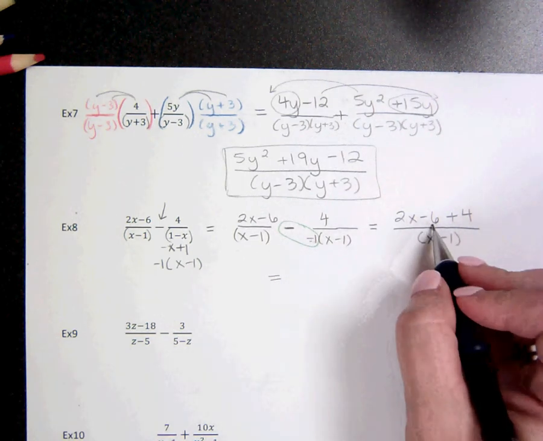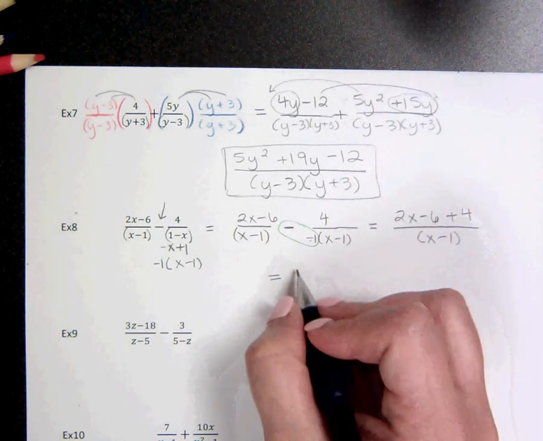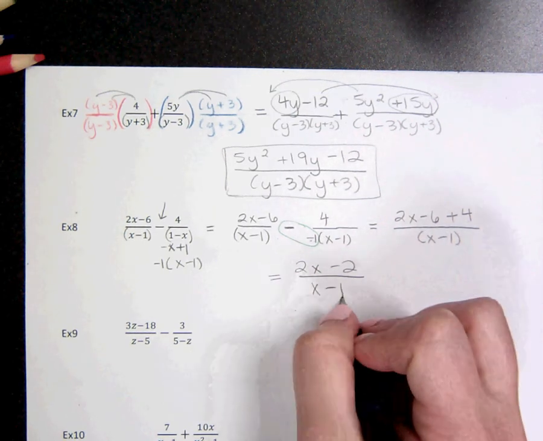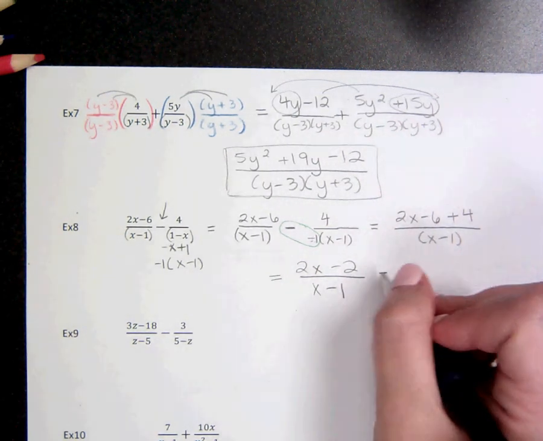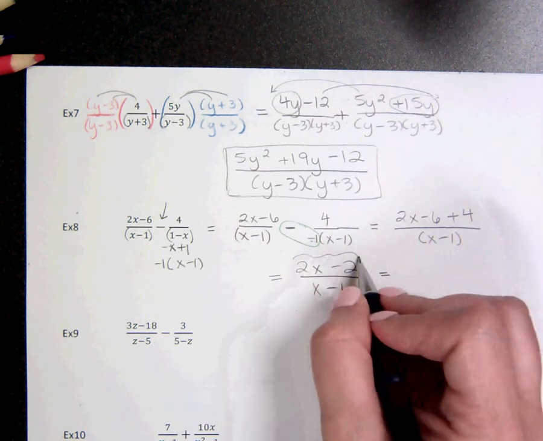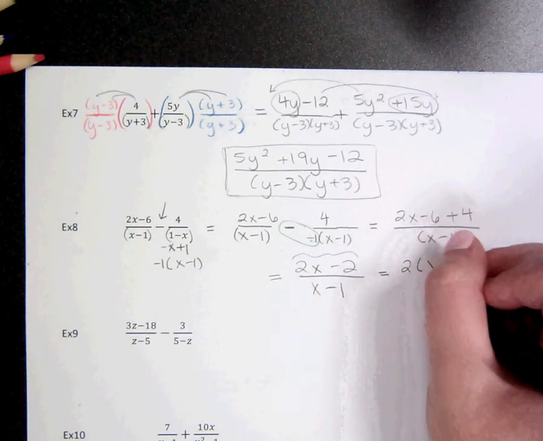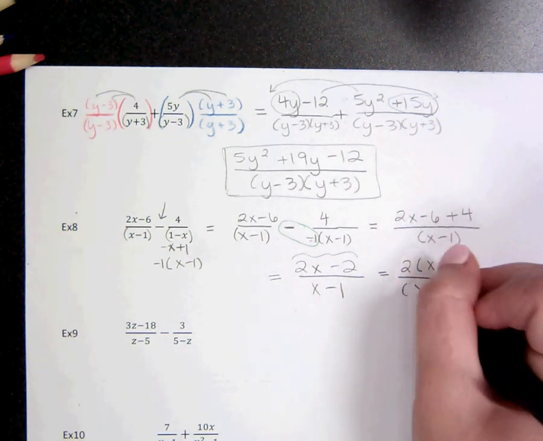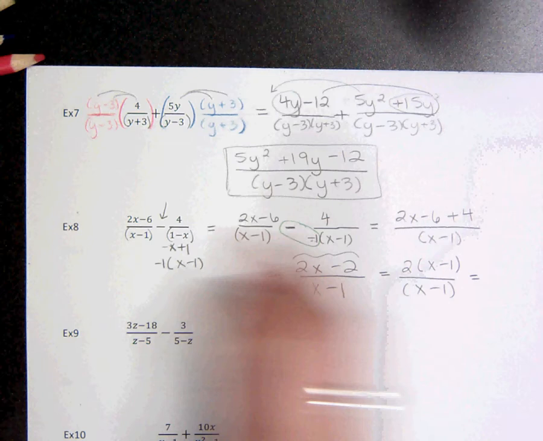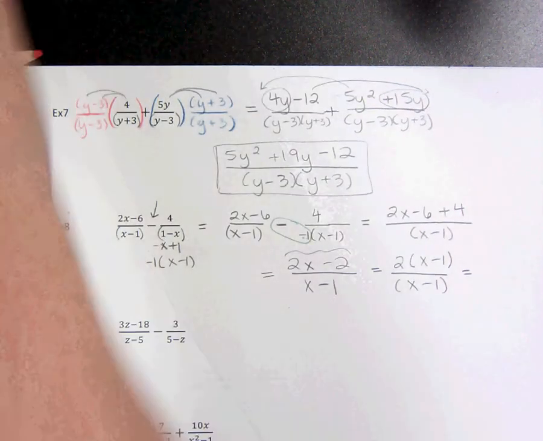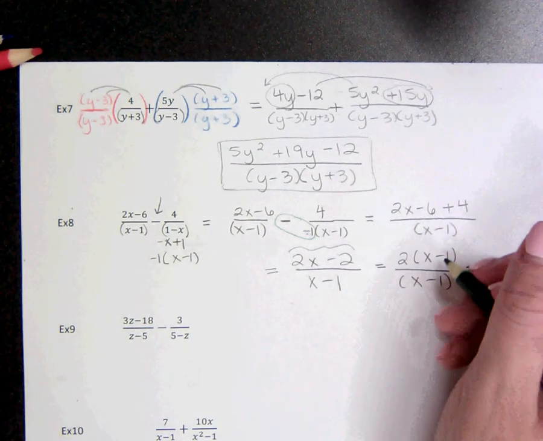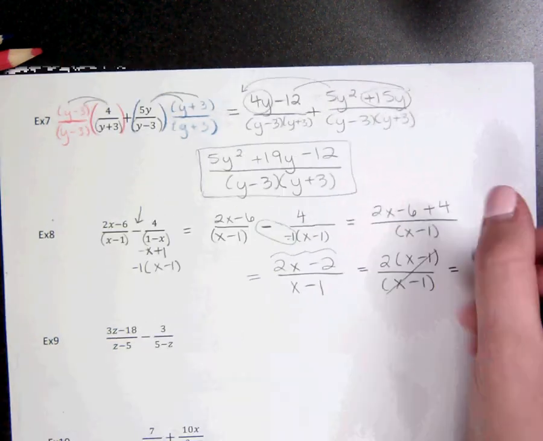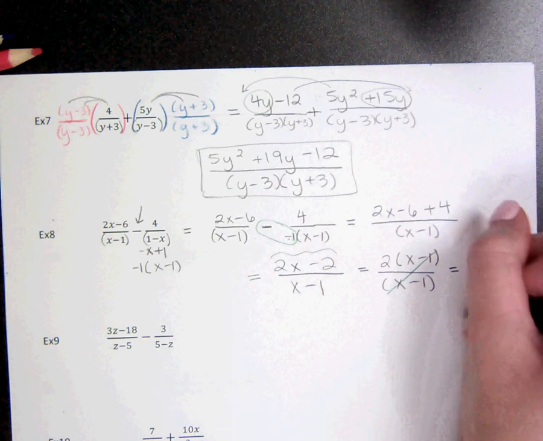So then I can put the negative 6 with the positive 4 for a final answer of 2x minus 2 over x minus 1. One last thing to notice about this one is that this has a GCF. I can take out a 2. That leaves me with x minus 1 over x minus 1. And anytime you can see that, anytime there's a GCF, something to factor, something to take out or simplify, always do that. So we can divide those guys off for a final answer of just 2.